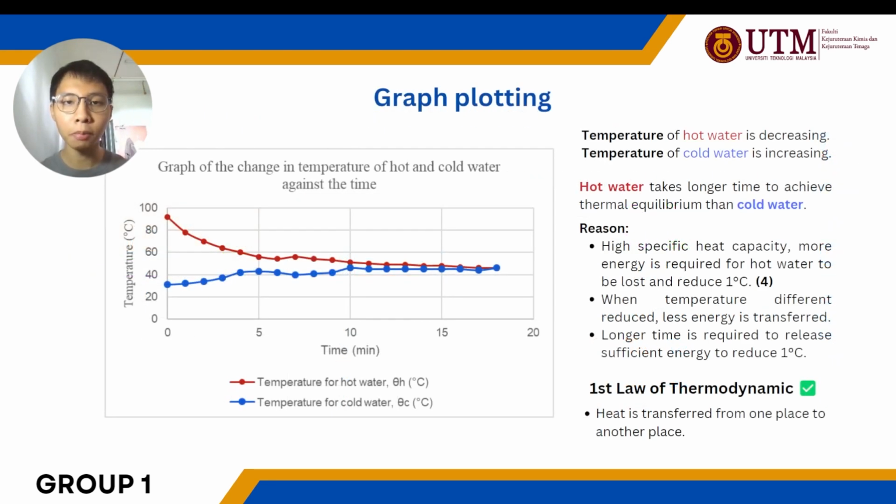Here is a graph plotted by referring to the data. From the graph, we can see the temperature of hot water decreases and cold water increases. It is obvious that hot water takes longer to achieve thermal equilibrium than cold water. This is because of the high specific heat capacity of water. More energy is required for hot water to be lost to reduce by 1 degree Celsius.